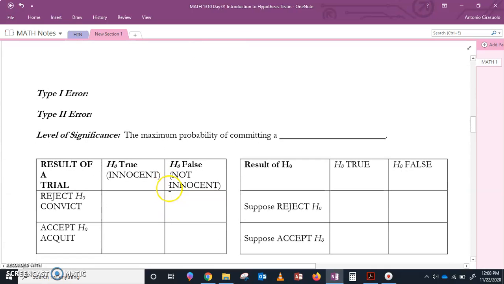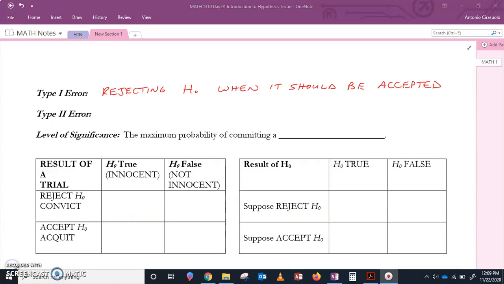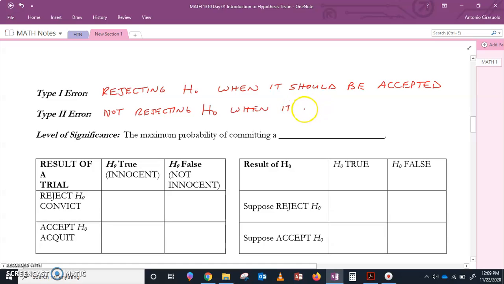Now, when it comes to dealing with hypothesis testing, there's two types of errors that we can make. And they are, type 1 error is rejecting H0, the null hypothesis, when it should be accepted. And the flip side, type 2 error, is not rejecting H0 when it should be rejected.